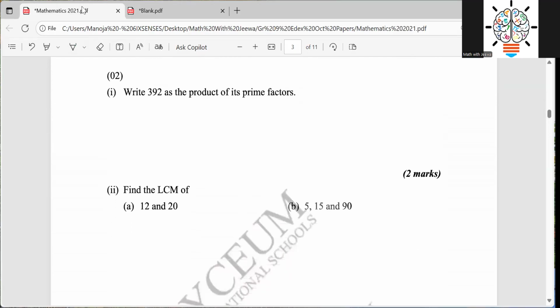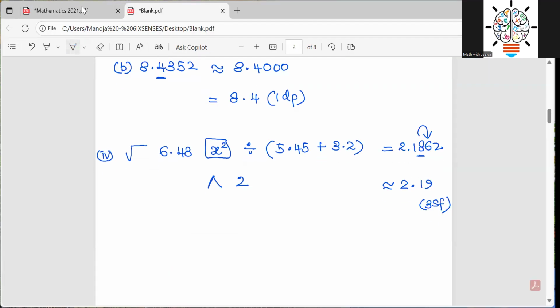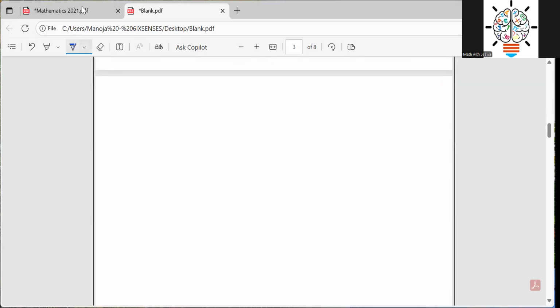And after that, we want to write 392 as the product of its prime factors. Now we are moving to question number 2. In question number 2, we have 392. So how are we going to get it? 392 we divide by 2. It gives me 196. Again I divide this by 2. It gives me 98. Again I divide this by 2.